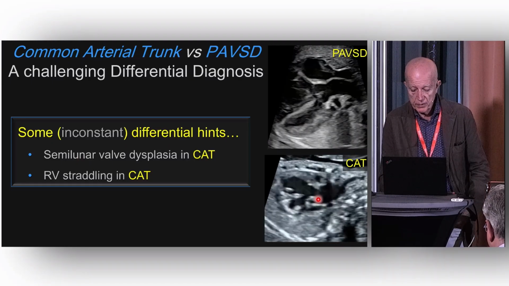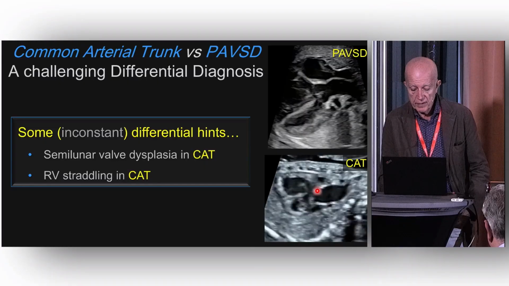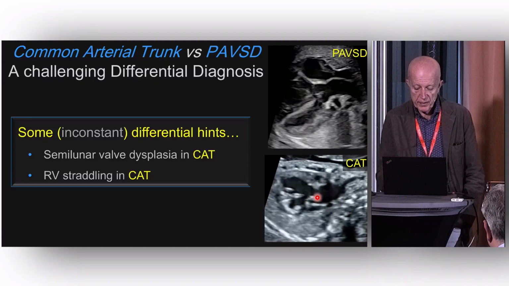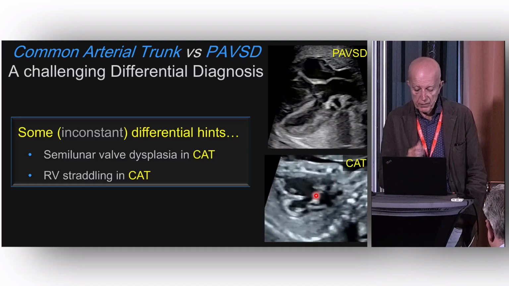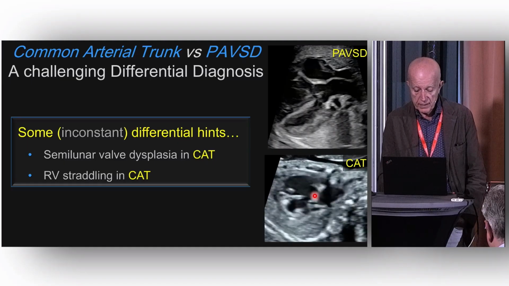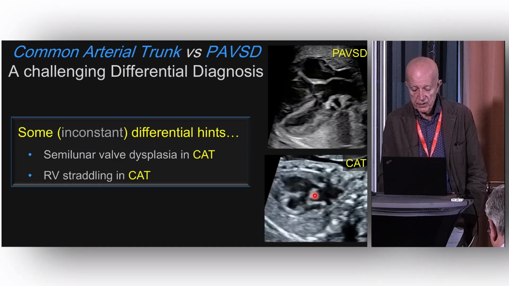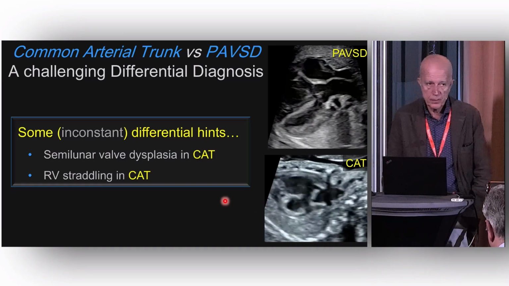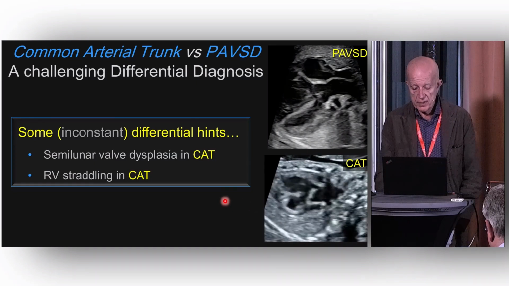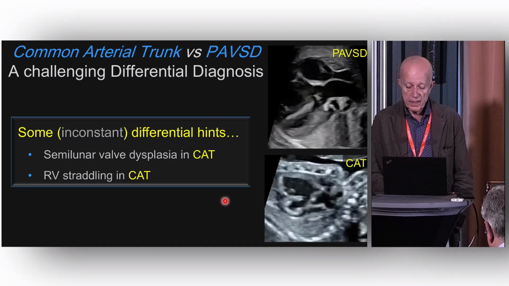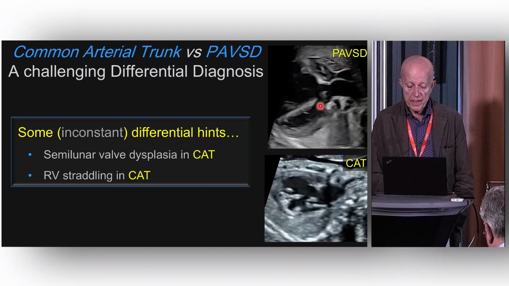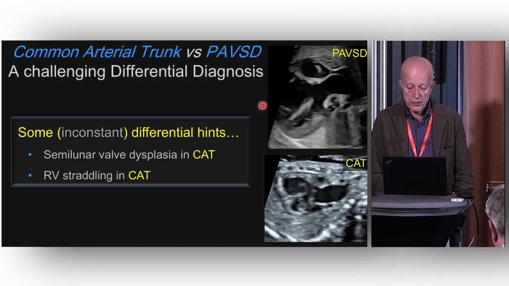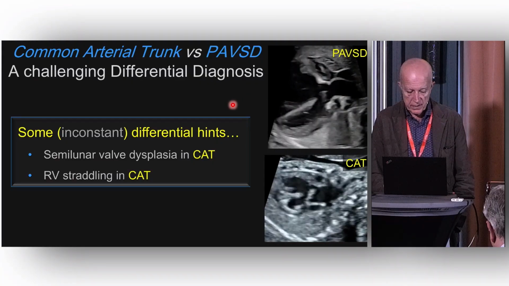If you look at the anatomy of the truncal valve, it is severely thickened, hyperechoic, and coaptation of the cusps is not so normal, and this is consistent with severe insufficiency and dysplastic changes. Whereas in pulmonary atresia plus VSD, as you see, the valve of the aorta looks actually unremarkable in most cases.